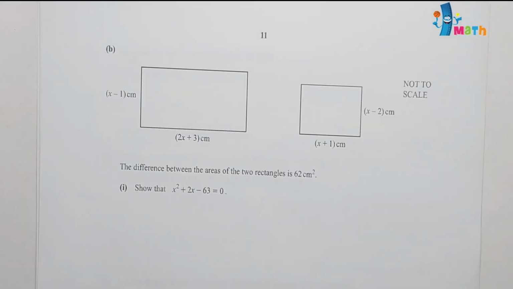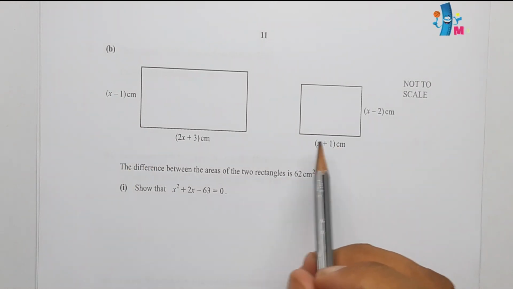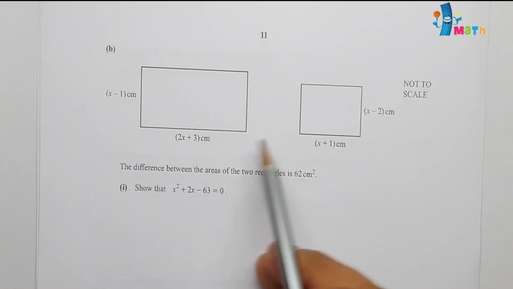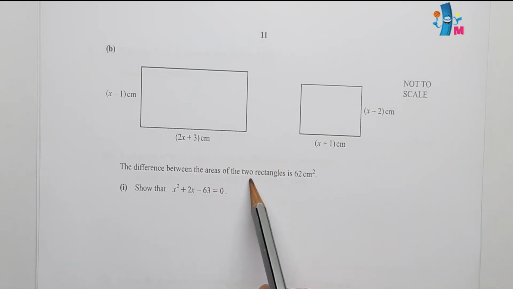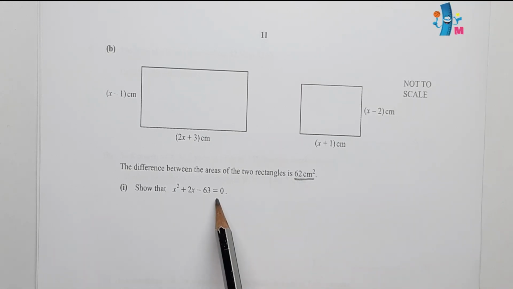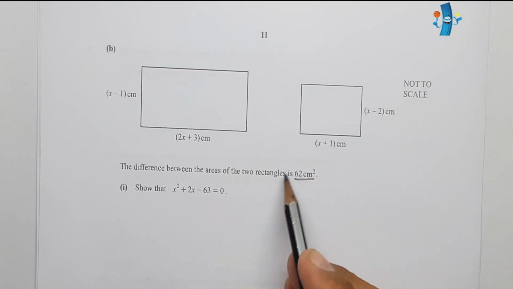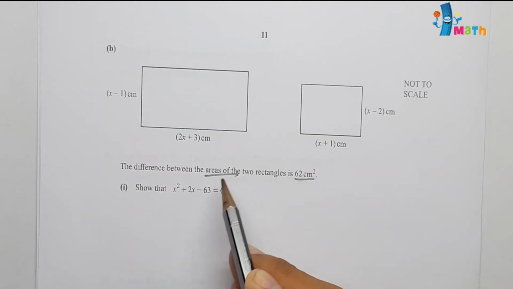Part B. Two diagrams are given, with sides of both diagrams given. The difference between the areas of the two rectangles is 62 centimeters squared. Show that this is equal to this. Basically, the difference is given, so we can use the difference of areas.